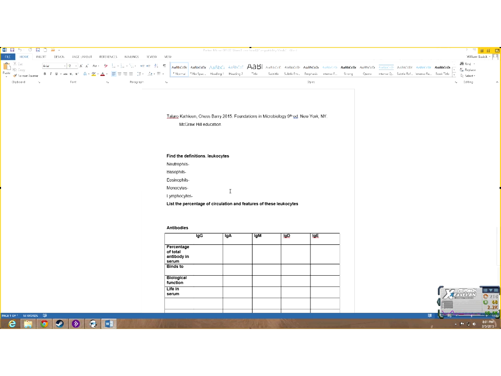All right. So let's start by defining these different leukocytes here. I'll give you all about 10 minutes to do so, and then I'll show you what I have, and we'll talk about them and make sure you understand what they are.